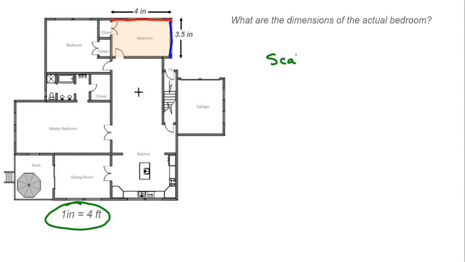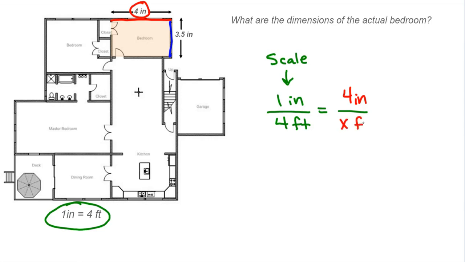So that's what I'm going to start with is my scale, 1 inch for every 4 feet. And that's going to be equal to what I know and what I want to know. So I'm going to use this one here. I'm going to find the length of the bedroom first. So it is 4 inches on the model, and I don't know how many feet it is in actuality. So there's my proportion. And again, if you solve this using cross products, 4 times 4 is 16 divided by 1 is 16. So the bedroom is 16 feet long. So this measurement in actuality would be 16 feet.